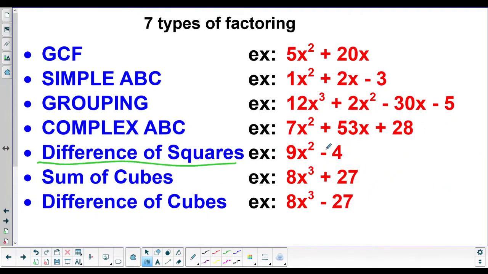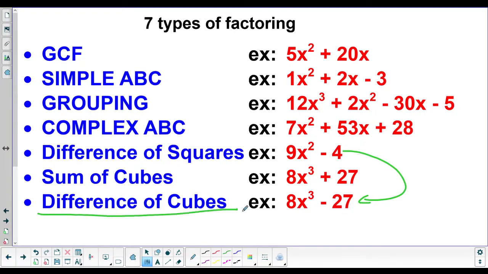Keep in mind, this has to be a minus. That's what the difference part is. Difference in math means subtraction. Okay. This one is only really easy to confuse with difference of cubes, which has some overlap, right? 64 is a perfect cube and a perfect square, so it could be a little deceptive.